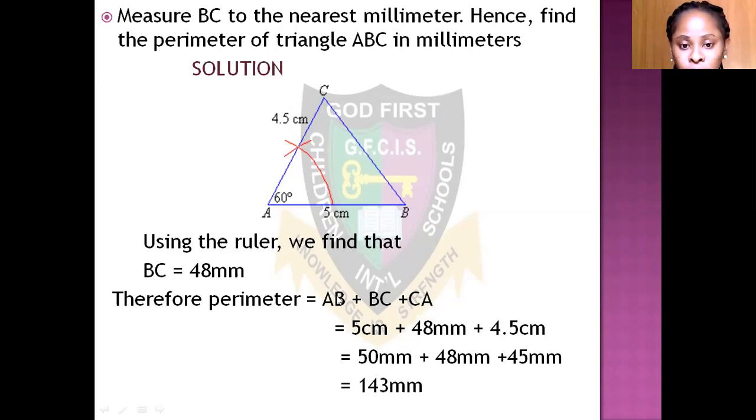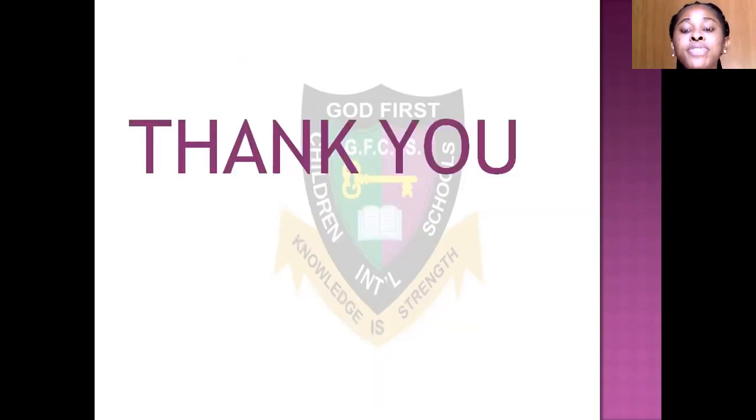So AB is equal to 5 centimeters, which is equal to 50 millimeters, plus BC, which is 48 millimeters, the same thing as 4.8 centimeters. So now we have 50 millimeters plus 48 millimeters plus 4.5 centimeters, which is equal to 45 millimeters. And when we sum them together, the perimeter is equal to 143 millimeters.